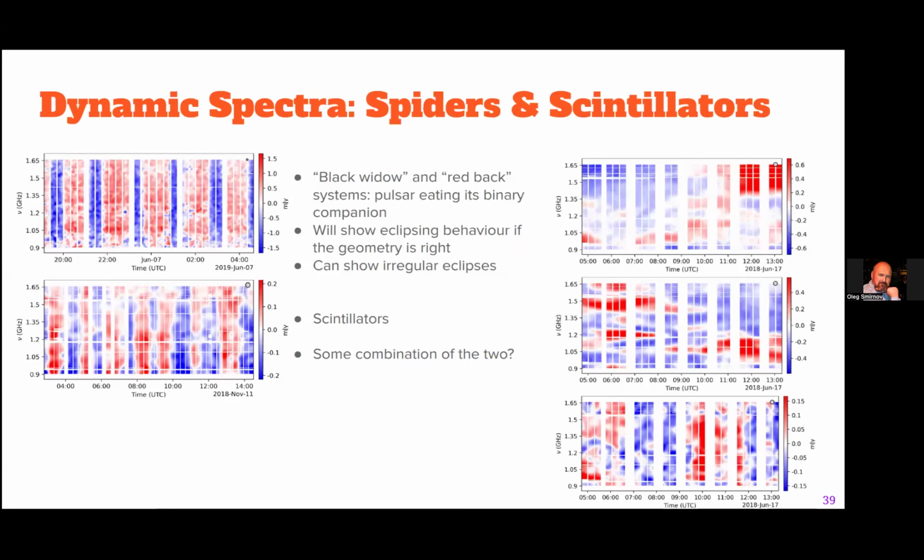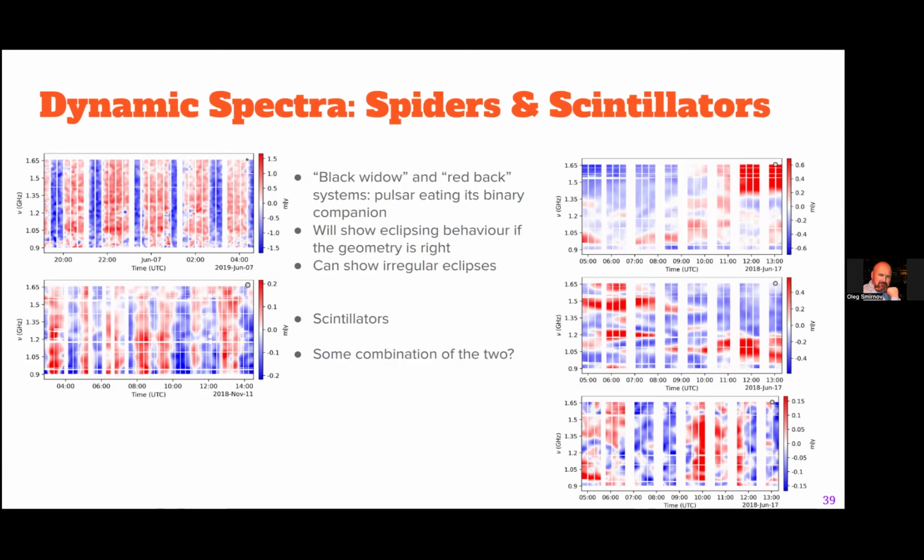And to show you more detail, this is what the dynamic spectra from these things look like. So that top one there is the one in Omega Centauri. This one here is the one from Terzan 5. And one is a black widow and one is a redback system. They're known spider pulsars. It's basically a pulsar that's in a tight enough orbit around the companion that it is eating away at the companion. So there's lots of stuff going on in the system.